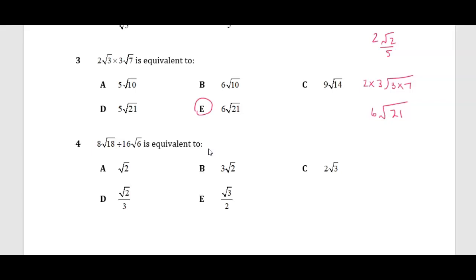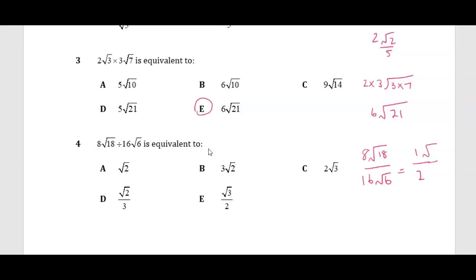All right, question 4. I've got a division. Now, I always prefer to write divisions as a fraction. And the reason for that is I read things vertically. Okay, so I can see that 8 over 16 simplifies, and I'll just set up my fraction to 1/2.